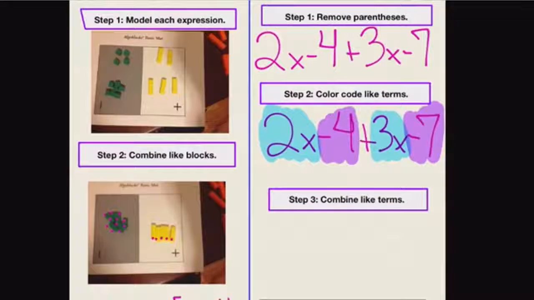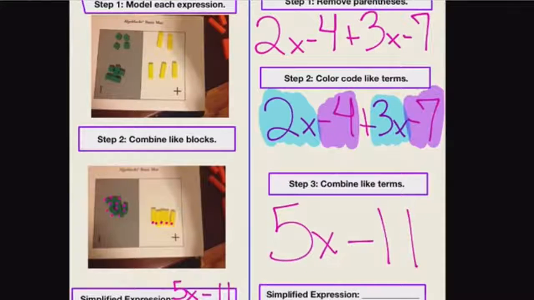Okay. Combine like terms. 2x plus 3x is positive 5x. Minus 4 minus 7 is minus 11. So again, our simplified expression is 5x minus 11. And again, you can see we got the same answer no matter what method we did.